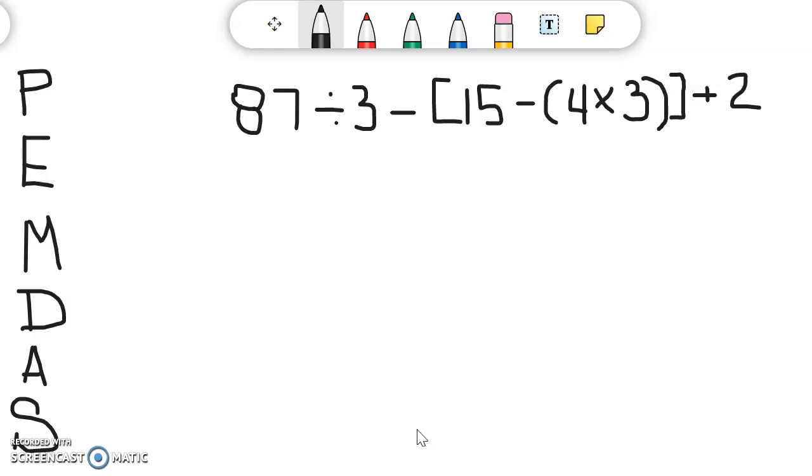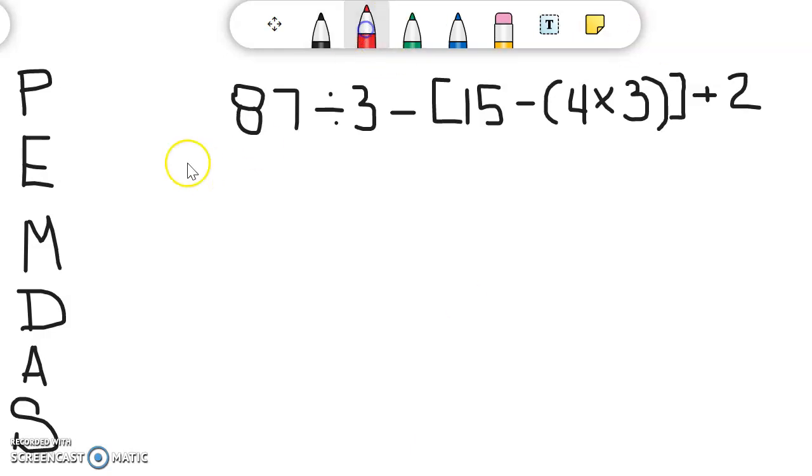Today's standard is OA1, which is evaluating expressions with grouping symbols. Now, when we worked on this topic back at the beginning of the year, I taught you a strategy using the letters PEMDAS, P-E-M-D-A-S, and that stands for Please Excuse My Dear Aunt Sally.